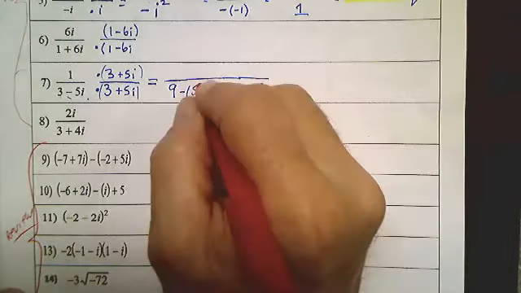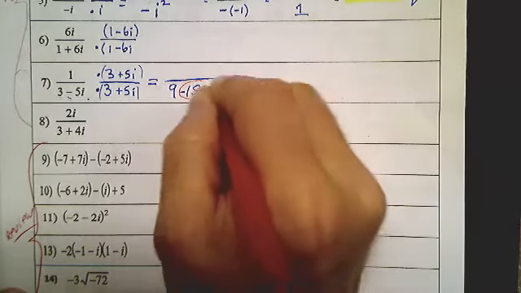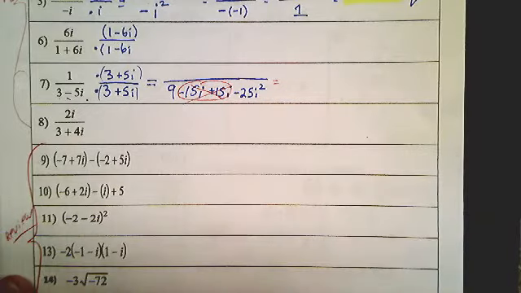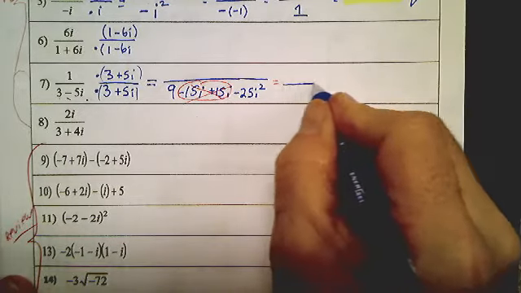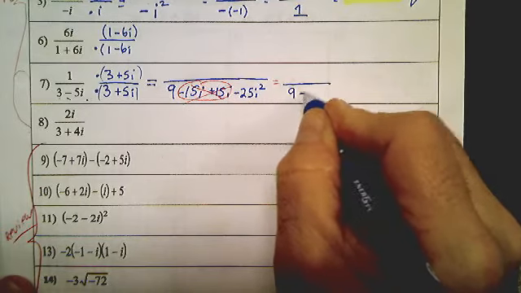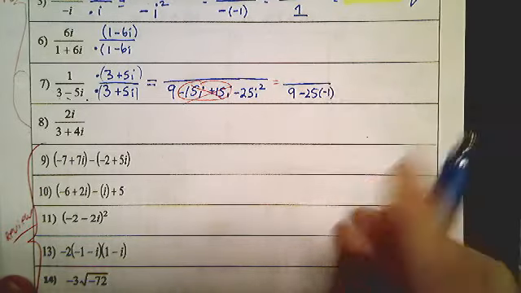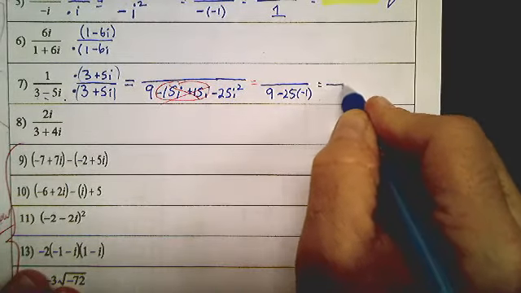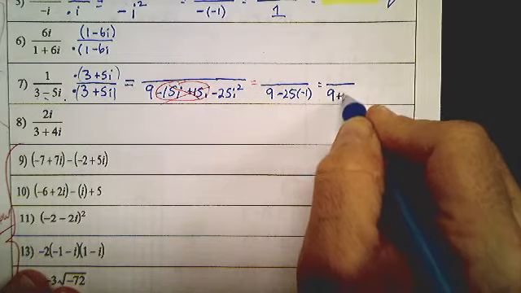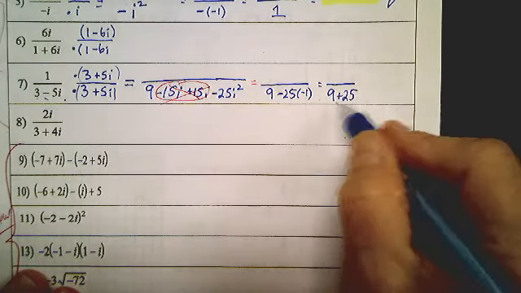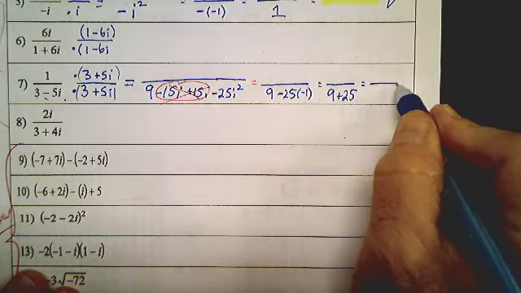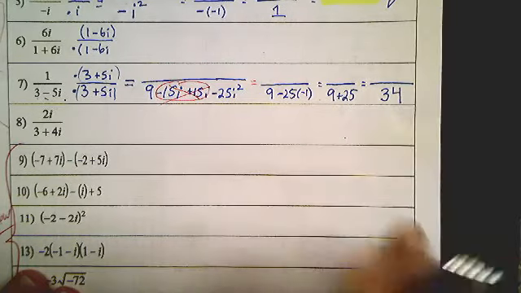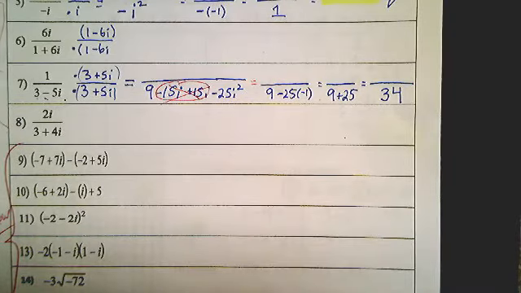Take your little pencil and you can cancel. So then I have 9 minus 25 times -1. I'm not skipping a step. That's 9 plus 25. And 9 plus 25 is 35, take away 1. 34. Got the bottom done.